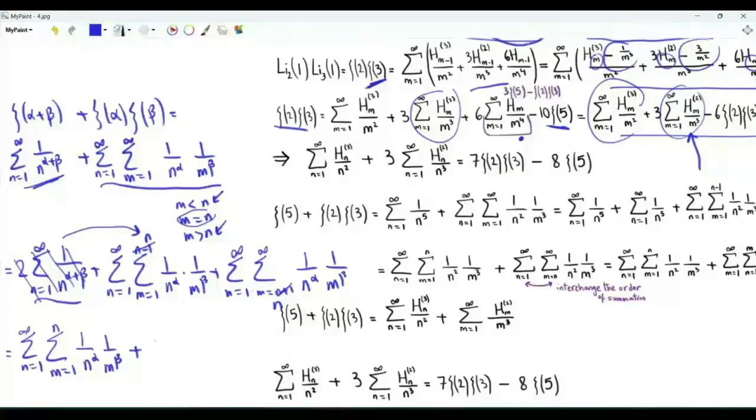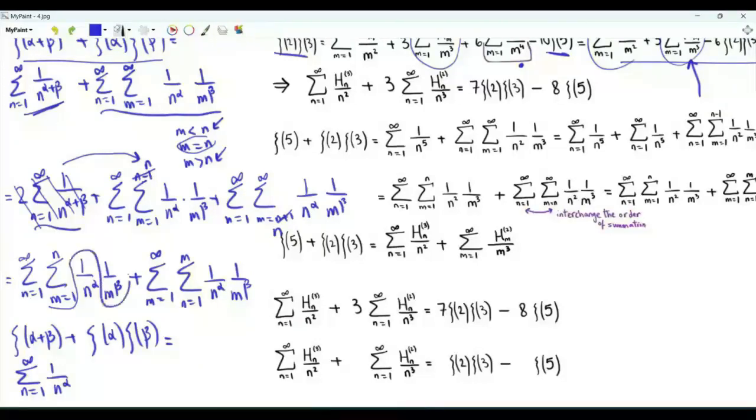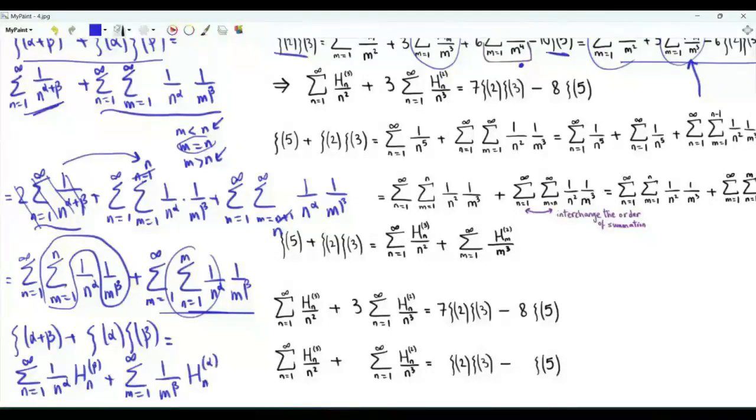Let's write it after swapping the order of summation. So we have summation m from 1 to infinity, summation n from 1 to m of 1 over n to the alpha times 1 over m to the beta. What do we conclude? Zeta of alpha plus beta plus zeta of alpha, zeta of beta is equal to summation over positive integer n of 1 over n to the alpha times this sum with respect to m. This is the nth generalized harmonic number of order beta. Similarly, we can write down this part as summation m from 1 to infinity, 1 over m to the power beta times the nth generalized harmonic number of order alpha.